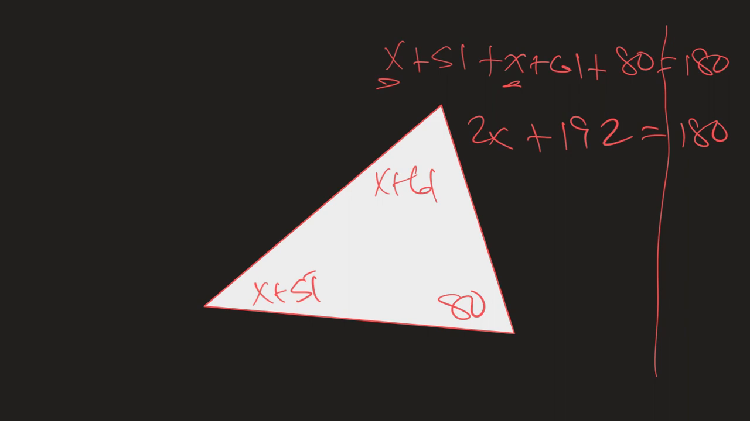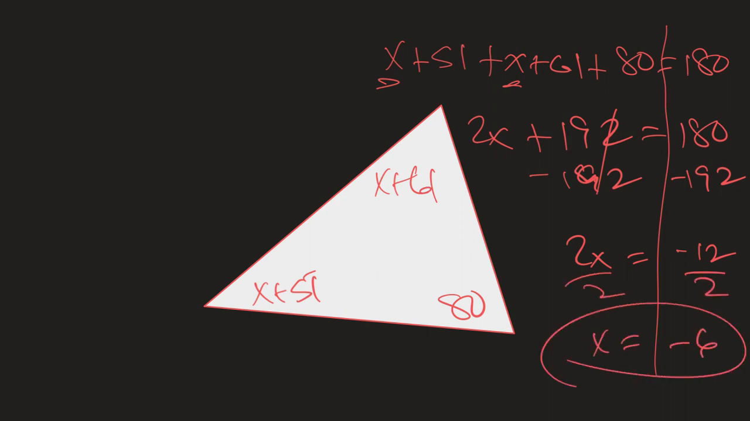What would we do next? Good. Subtract 192. So 2x equals negative 12. Negative 192 plus 180 is negative 12. And then the final step, you are correct, will be to divide by 2. So x is equal to negative 6. I think that's maybe just a coincidence that it's the same thing we got for x on the last one.